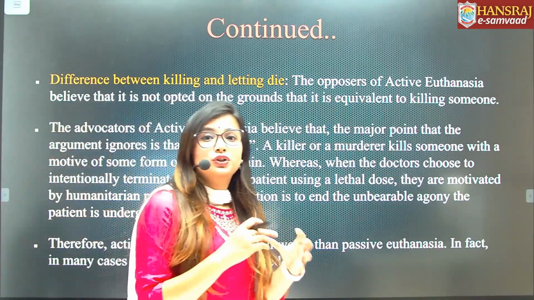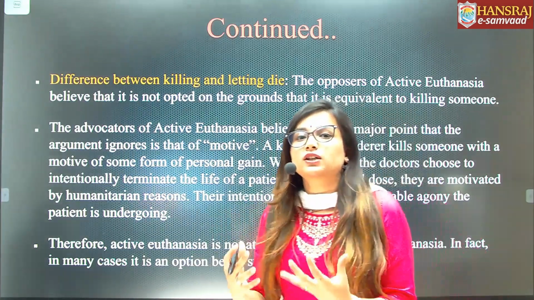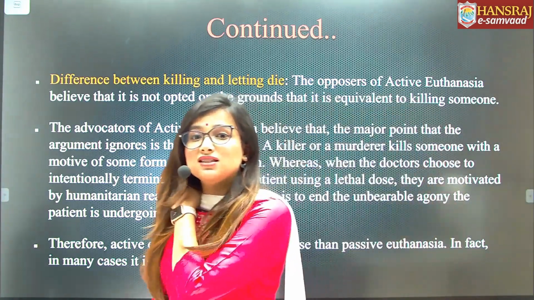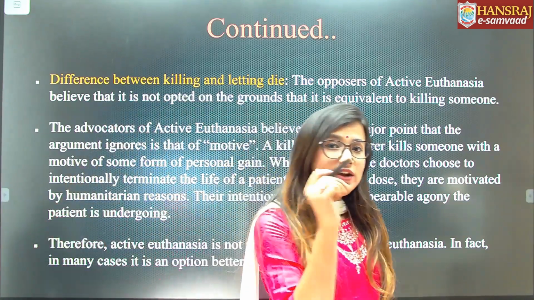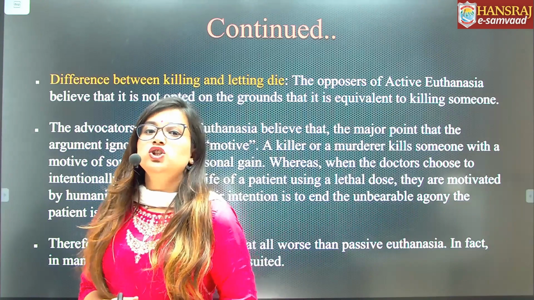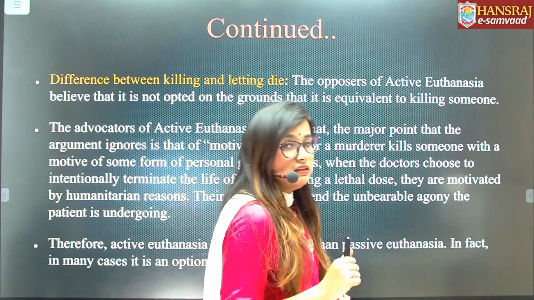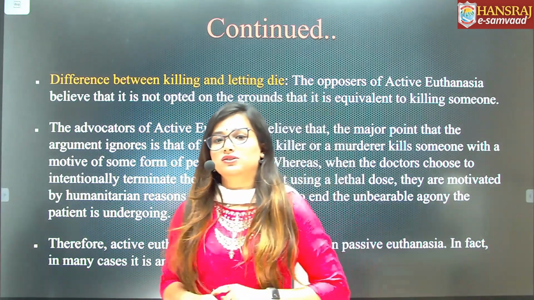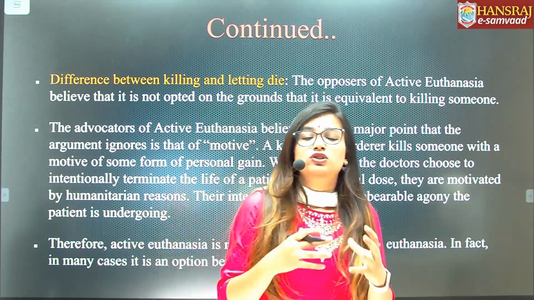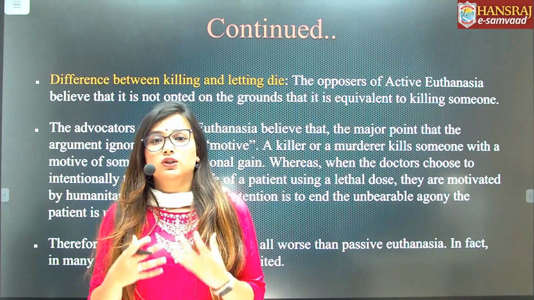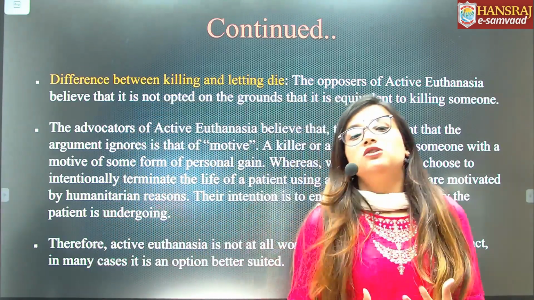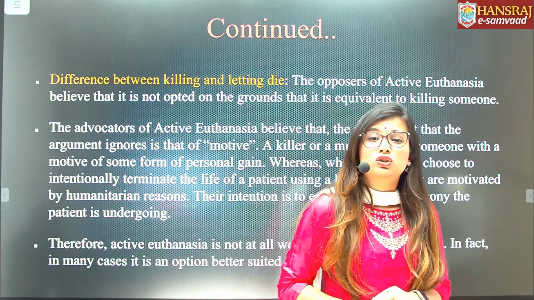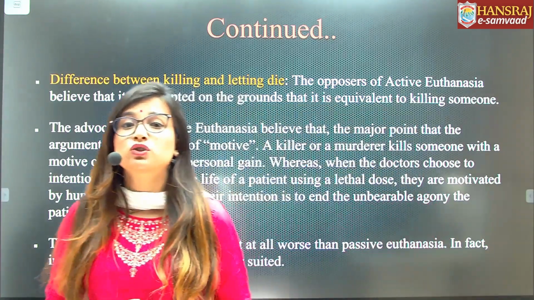So the killer or murderer has a motive which is benefiting because of the death of the person he's killing. A killer or a murderer kills someone with the motive of some form of personal gain. Whereas when we talk about the doctors, they choose to intentionally terminate the life of the patient using a lethal dose of drug, which is active euthanasia, and they are motivated to do this by humanitarian reasons. They do so because they want the unbearable agony of the patient to go away, so that the patient does not have to suffer anymore. Therefore, active euthanasia is not at all something which is worse than passive euthanasia, but in fact, in many cases, it is an option better suited.